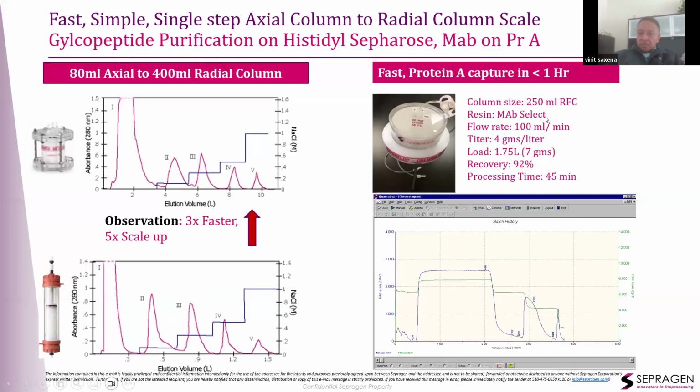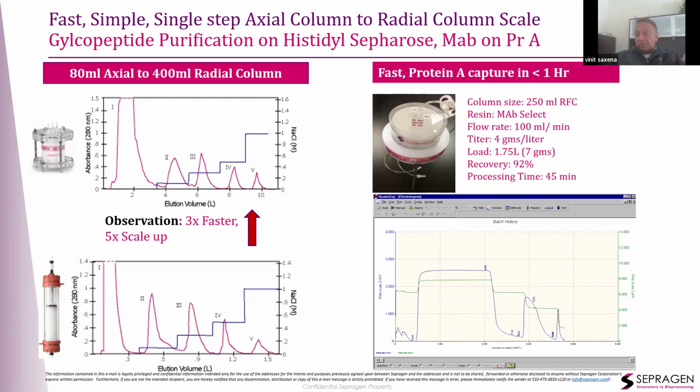This one was running at 100 mils a minute, 4 grams tighter, loading 1.75 liters, 7 grams, 92% recovery, and the cycle time was 45 minutes. So under an hour, the entire process, right? Normally it's several hours. So even in R&D, even in development, people love using these columns.